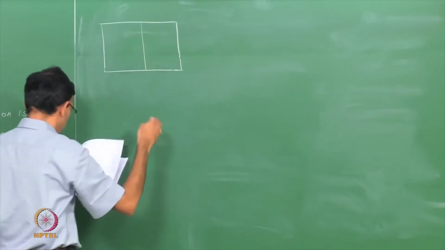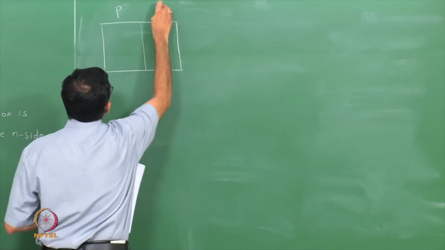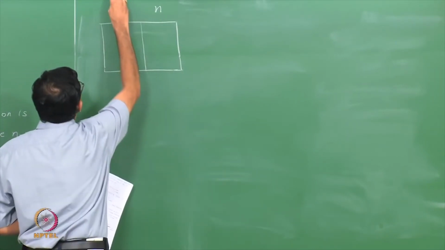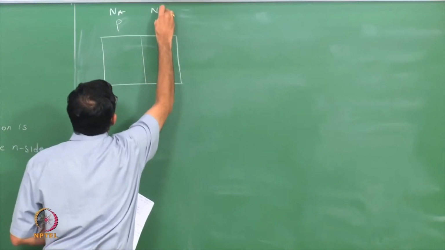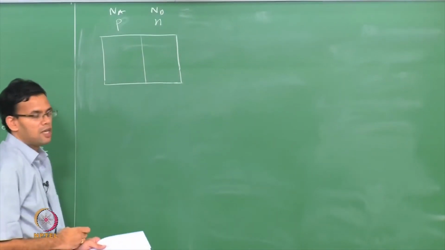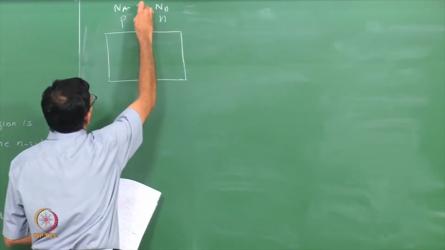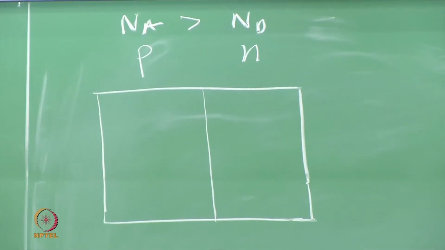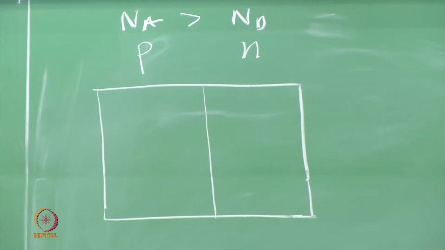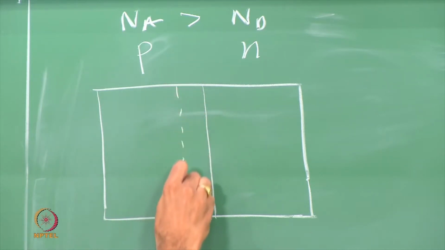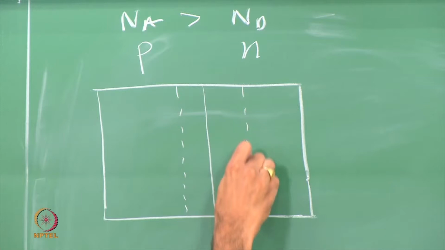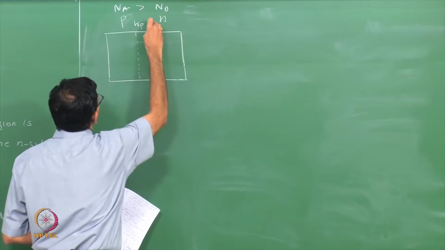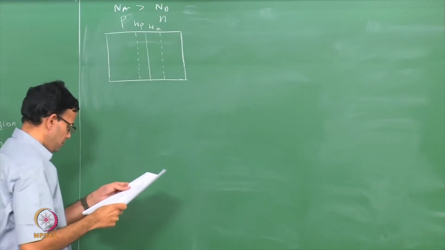This is the interface. So, the p side and the n side. We have Na and Nd as the concentration of acceptors and the concentration of donors, and we have Na greater than Nd. We just saw that this means that the depletion width is larger on the n side. So, there is a depletion region on the p side and there is a larger depletion width on the n side. So, let me call this Wp and then Wn.